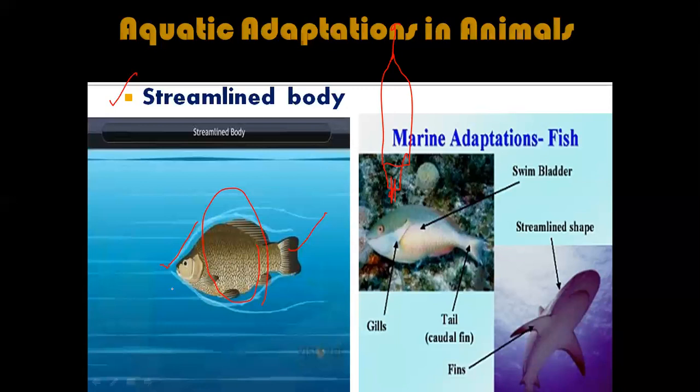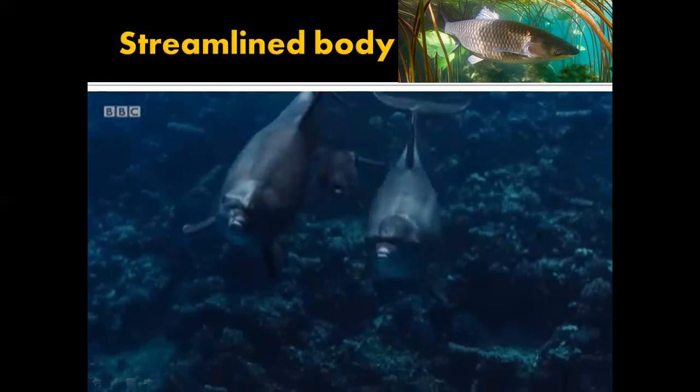Like this, all the animals which live in the water, they are having streamlined body, like you can see here, the fishes, as well as they are having gills here. They don't have lungs. They can just breathe and take oxygen through the gills and the water which is present inside. As well as streamlined shape, you can see of this shark. This is tapered from here and at the back as well. If you see this one, streamlined body, this fish, this is properly indicated.